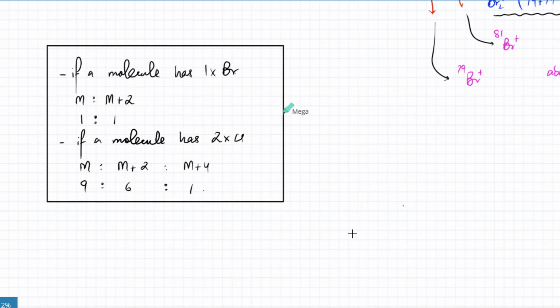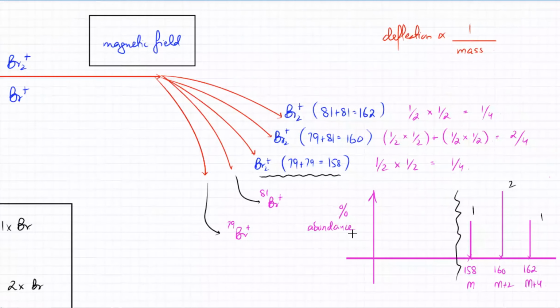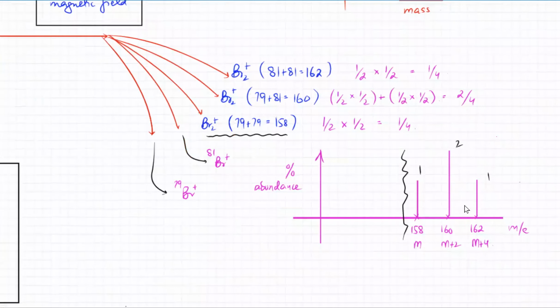And if the molecule has two Br's, then the ratio of the heights would be 1:2:1. Just as with two Br's, the relative detections would be such that the middle one has a higher probability. It's 1:2:1. Getting both 81 and getting both 79 has a lower probability.